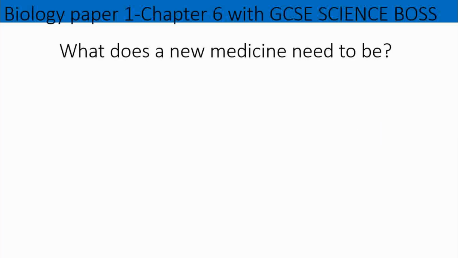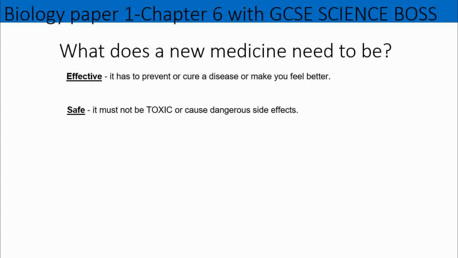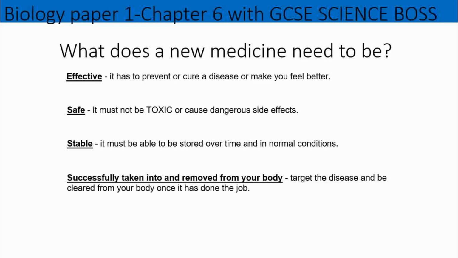So in terms of a new medicine, what are some of the things that you'd like your new medicine to do? One, you want it to be effective, and that's a key term that you need to know. In other words, it needs to stop or prevent the disease and make you feel better. It also needs to be safe. You don't want to take something that's going to have dangerous or toxic side effects. It also needs to be stable, so over time it must be able to be stored in normal conditions or in a refrigerator. And it must be successfully taken into your body and also removed from your body.